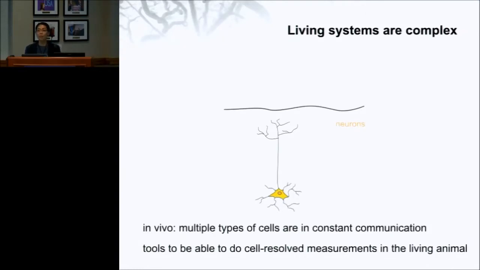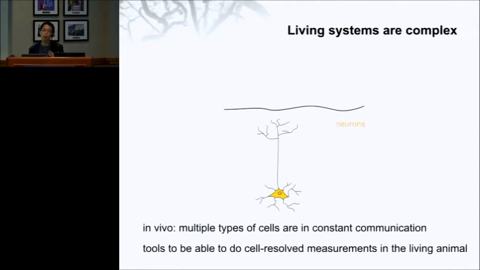Okay, so let me get started by telling you what I think we need to be able to understand the biology of living systems. Living systems, like ourselves, are very complicated, but a lot of the fundamental interactions and dynamics are at the cellular scale, and the cells are on the micron scale, so we require microscopy. But in the living body, one of the most important things to think about is that there are many different types of cells in constant communication, and their interactions and dynamics determine what happens in the living animal, in normal function as well as in disease.